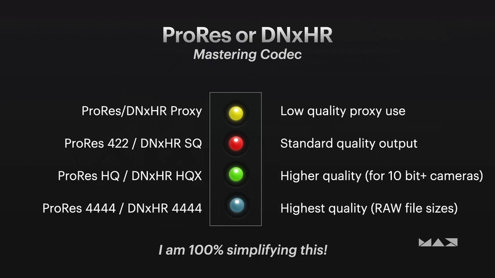Look, when you finish your work, if you're working on a higher end camera, you probably want to put it out at either ProRes HQ or DNxHR HQX. If you're working with GoPros and 8-bit cameras, ProRes 422 standard quality output. And I am simplifying this. This is one of those files. The whole reason is this will last long and can be recompressed in the future without any damage.